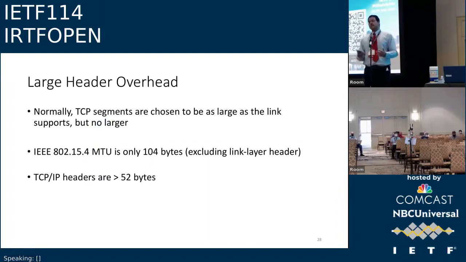Okay, normally, we size TCP segments to be as large as the link supports, but no larger. This is standard. This is what's used in Ethernet and Wi-Fi. But in the case of IEEE 802.15.4, it's only 104 bytes. Right? Our MTU is small, and our TCP/IP headers can actually take up more than half of that if you include the cost of TCP options, even if you use the standard IP header compression that's part of 6LoWPAN. And what that means is that if you're transmitting data in a TCP connection, more than half of the data you're sending out are just these headers, and your throughput is severely affected by that.